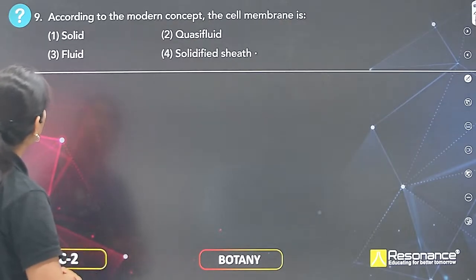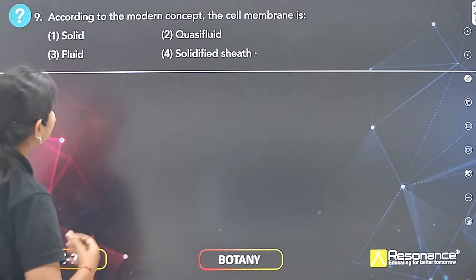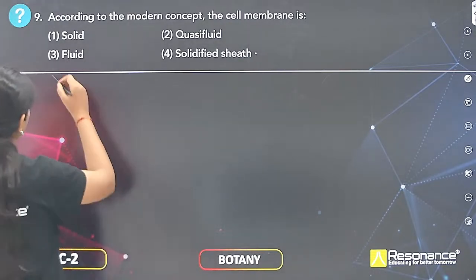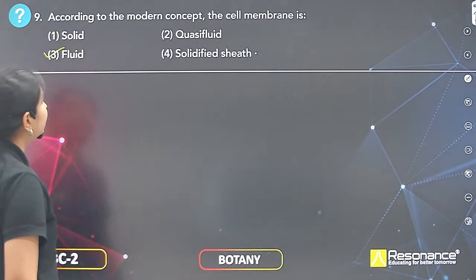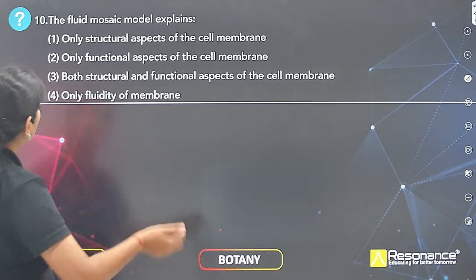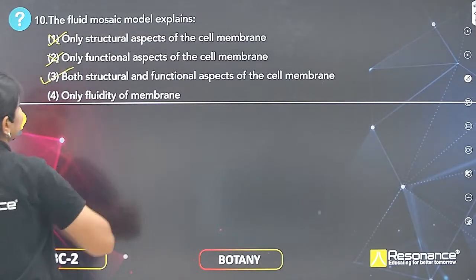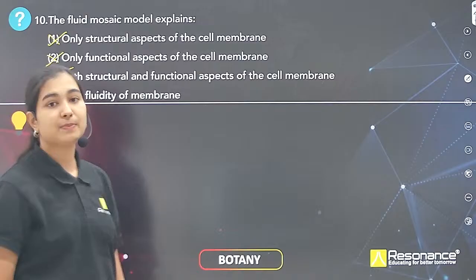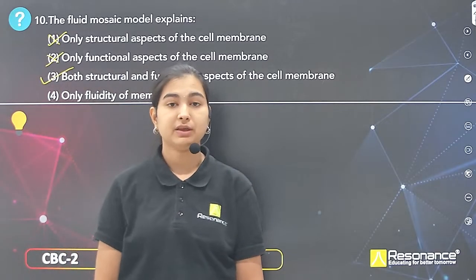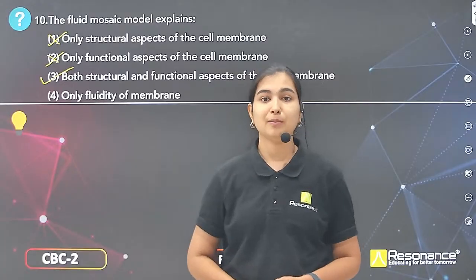Next, moving on to the next question. According to the model concept, the cell membrane is what? The cell membrane is fluid. It's a fluid mosaic model. The fluid mosaic model explains what? It explains only the structural? No. Only the functional? No. Both the structural and functional aspects of the cell membrane. Got my point? Okay, so with this students, we have completed the botany part.